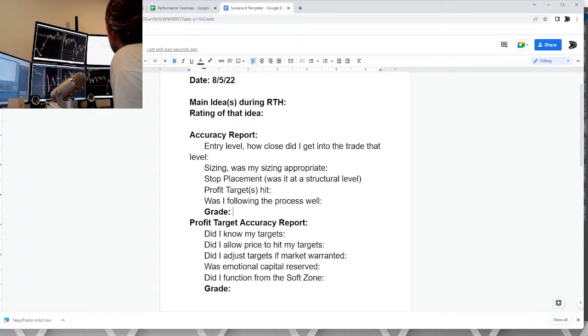And then let's see on this one, if I had a 1 here, a 0.5 here, a 1 here, a 0.5 here, and another 1, it would total up to be 1, 2, 3, 4. So you get 4 out of 5. So 4 out of 5 equals 80%. That would be your grade for that individual trade.